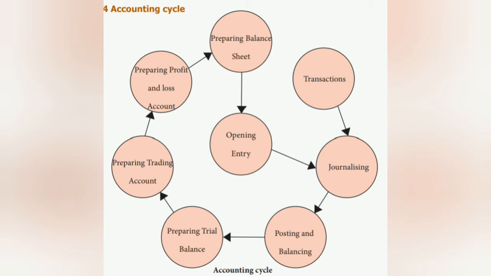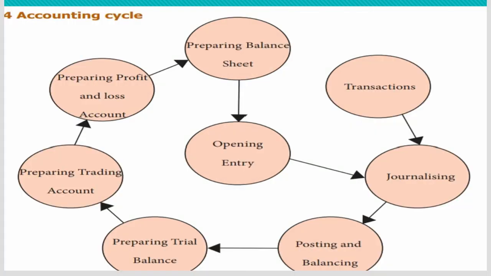Fourth one is the trading account. So all the direct revenues and the direct expenses are transferred to the trading account. The balance of the trading account is transferred to the profit and loss account.